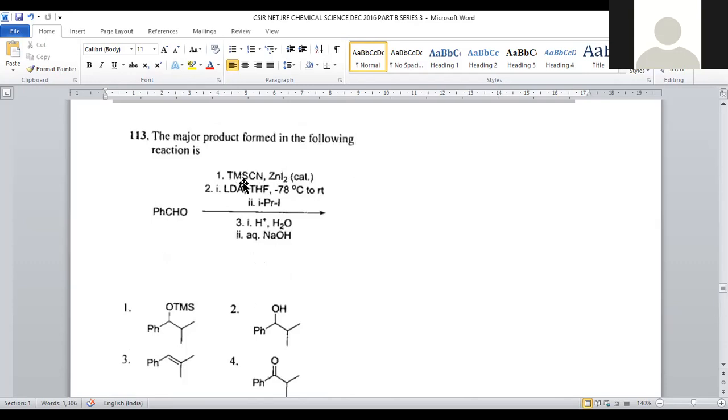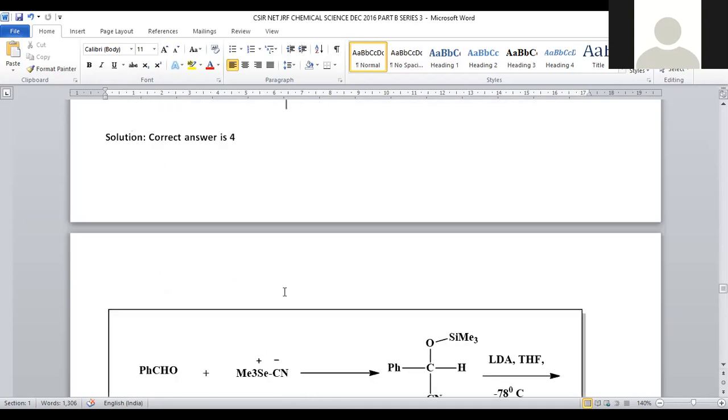So first, benzaldehyde is treated with TMSCN, trimethyl selenium cyanide, added in the presence of zinc iodide, that will be attached to the carbonyl center by addition. LDA will be the strong base, generating the carbanion. Isopropyl iodide is the alkylating agent. Isopropyl group will be added to carbon. H plus and water are used to give hydration. So hydration will deprotect the oxygen, and the cyano group will be discarded subsequently. It turns into a C double bond O with isopropyl linked to carbon. That is available in option number 4. For question number 113, option number 4 is the correct answer.